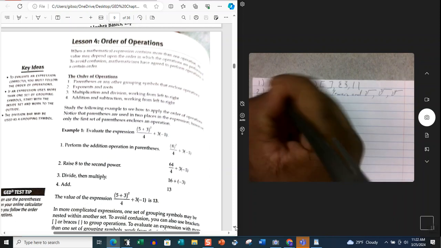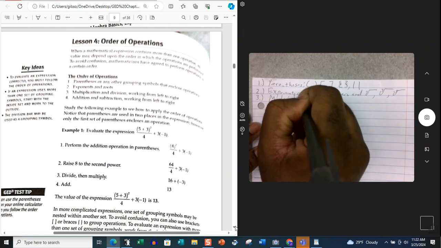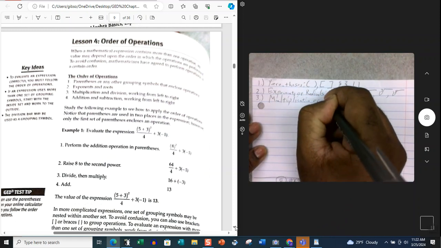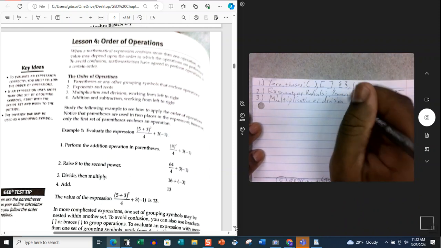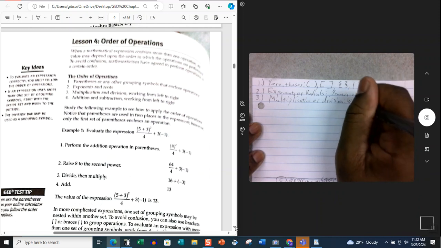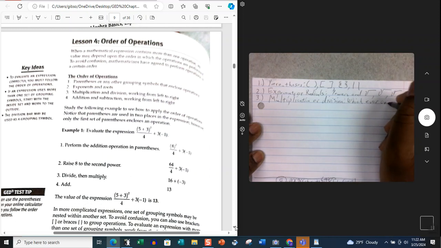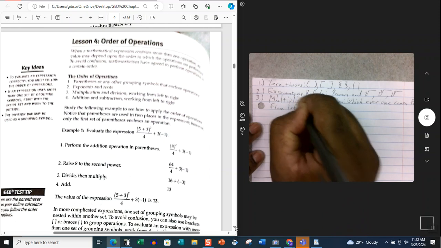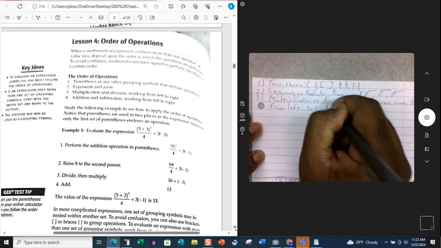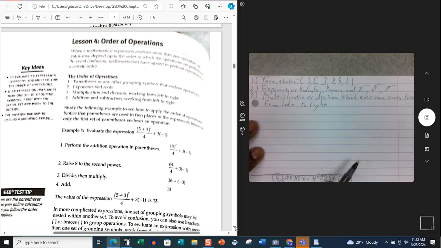Number 3, you have multiplication or division. Now, it's whichever one comes first from left to right. So you put whichever one comes first from left to right. So division is not higher than multiplication. Multiplication is not higher than division.